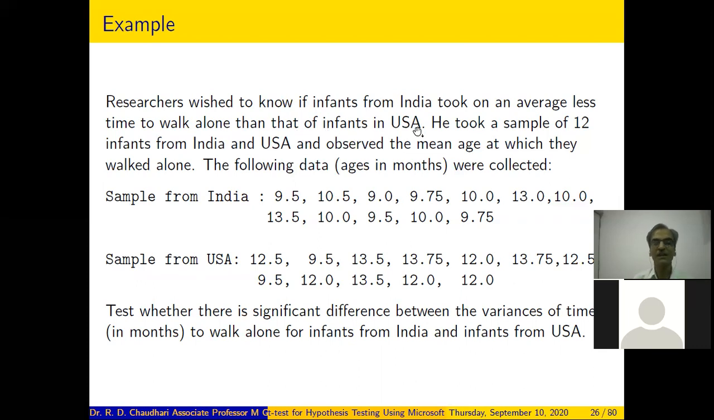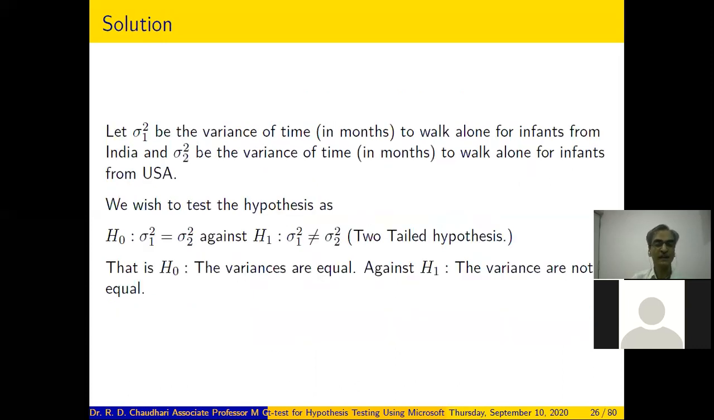So that means here we have two different means we have to compare. Now, since we have to apply a two sample test, first of all, we have to check whether their variances are equal or not, right? So first of all, we have to test whether there is a significant difference between the variances of time to walk alone for infants from India and infants from USA, right? Since we have two different populations, one is a population of infants from India, another is a population of infants from USA.